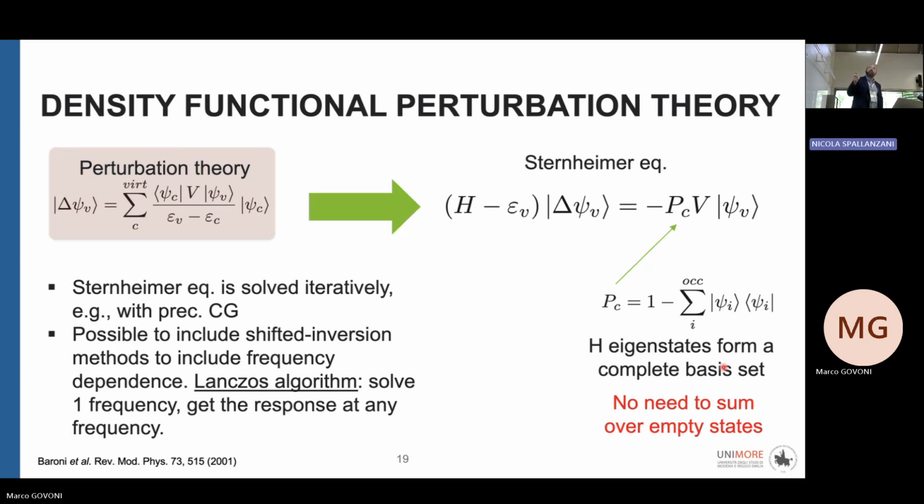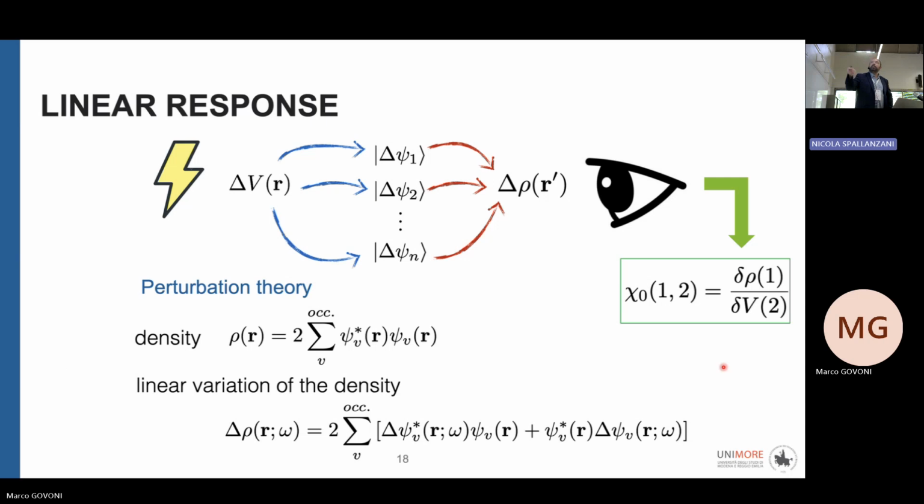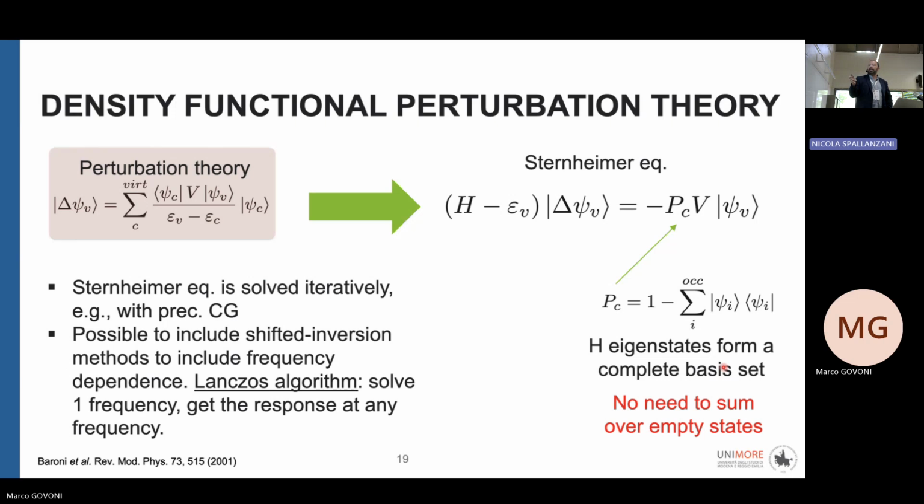And this is at the base of density functional perturbation theory that you see reviewed in this Reviews of Modern Physics review from 2001. This is what's used in the 2000s to get phonons. At that point, the perturbation was a displacement of the atomic structure. So we can get the response function without the need to get empty states.